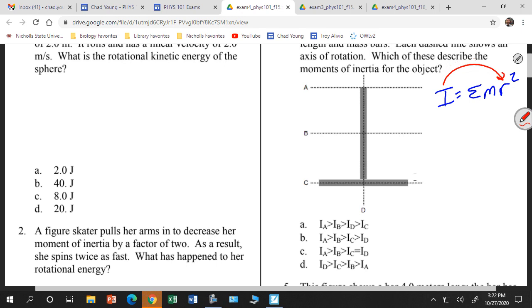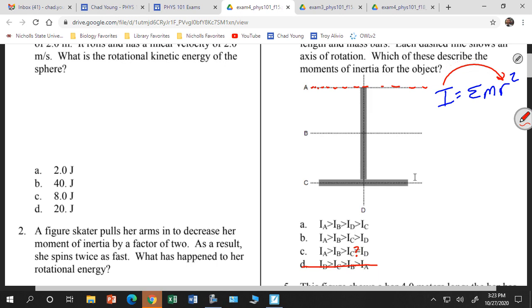So here, I'm looking for the largest, I'm looking for the situation where the mass is rotating far away from the axis of rotation. And so the one with the biggest moment of inertia is going to be about this axis A. And about axis A, this thing rotates like this, and so this bar right here is really far away from that axis of rotation. So IA has the biggest moment of inertia. Then I can go through and look at other options to get rid of. Like, for example, I see this IC equals ID, and ask myself, is that even true?